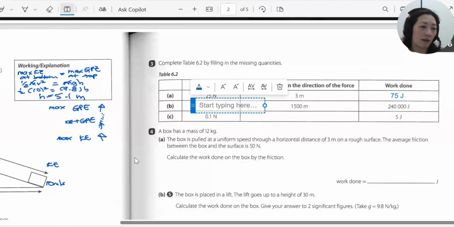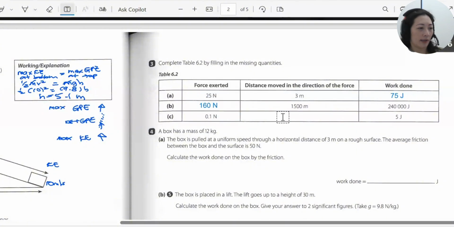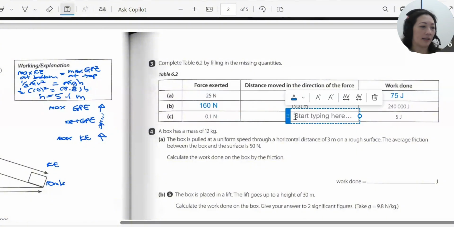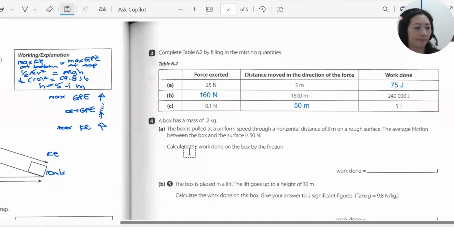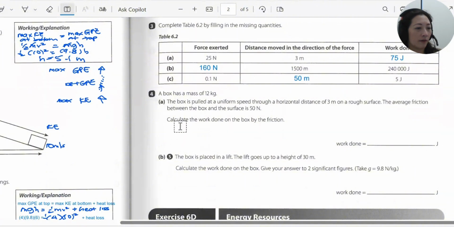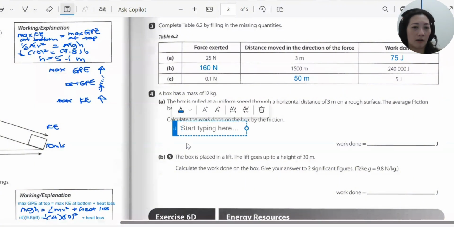So in this case, in order to get the force, you just take the work divided by the distance, which should give you, let's see, 40,000 divided by 1,500, 160 Newton. And likewise, to calculate the distance traveled, it is 5 joules divided by 0.1, which should give you 50 meters.